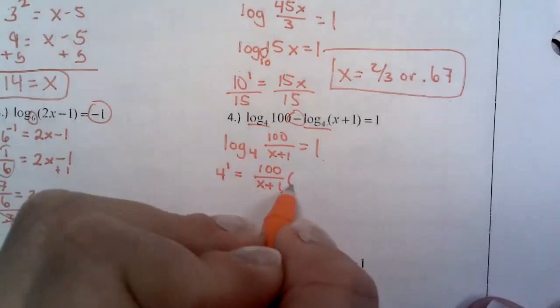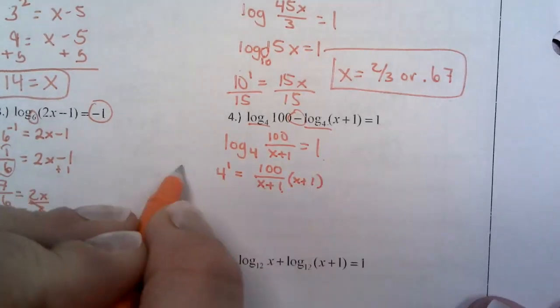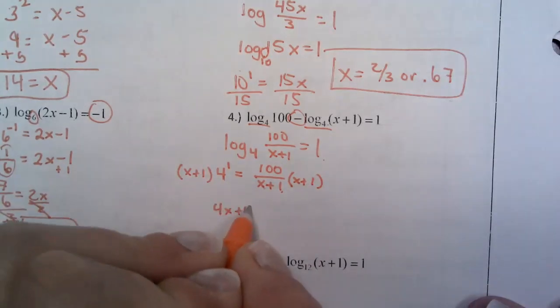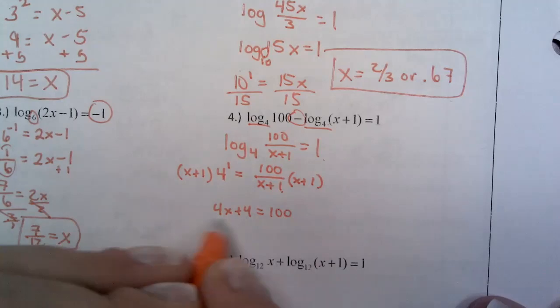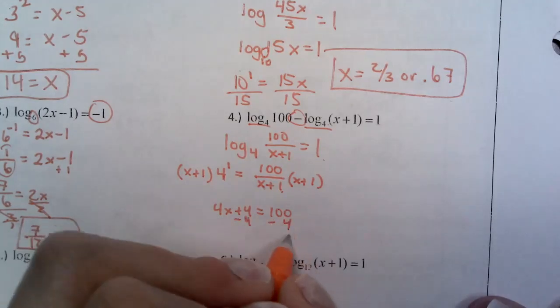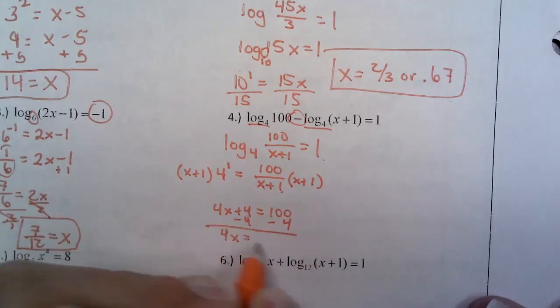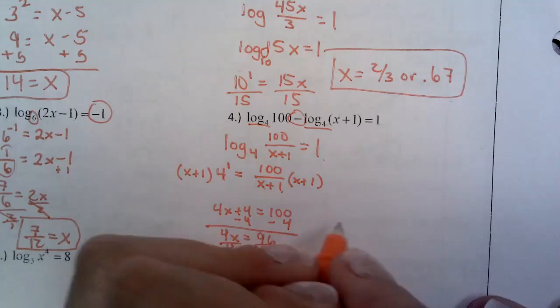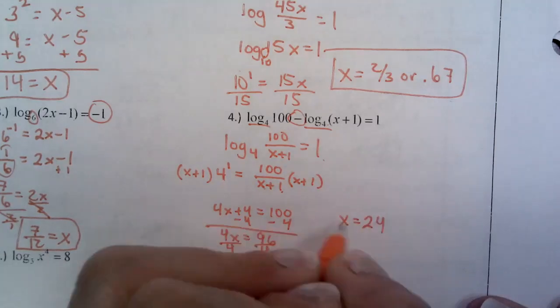So I need to multiply x plus 1 on both sides. So I'm going to wind up with 4x plus 4 equals 100. Subtract 4 from both sides. I get 4x equals 96. And divide both sides by 4. Okay, so I get x equals 24.